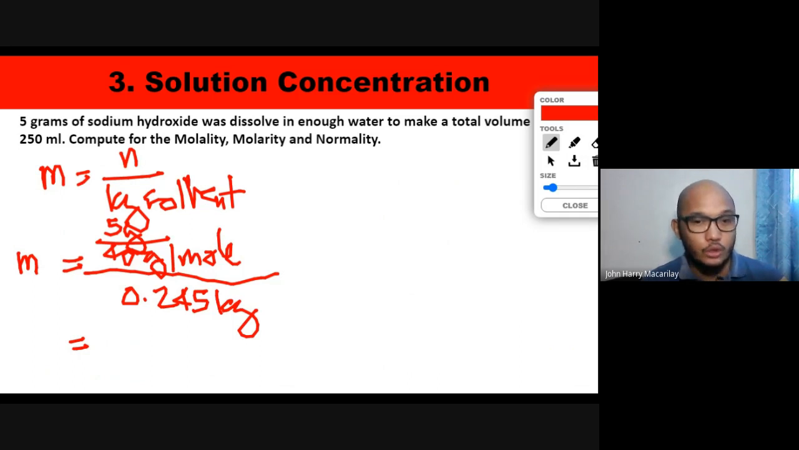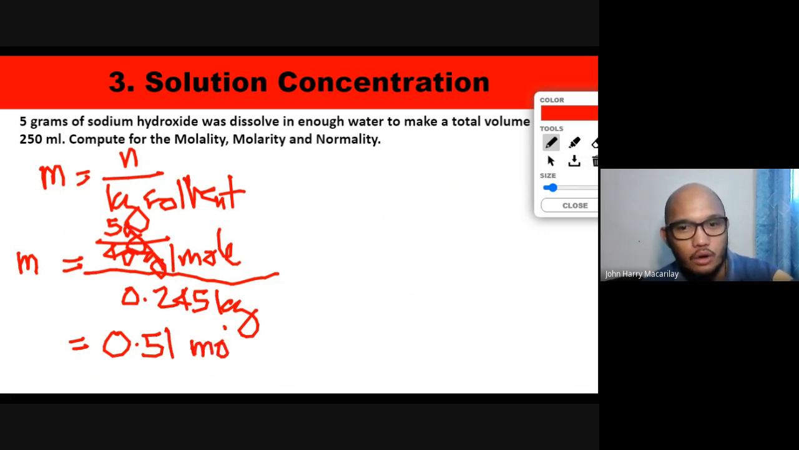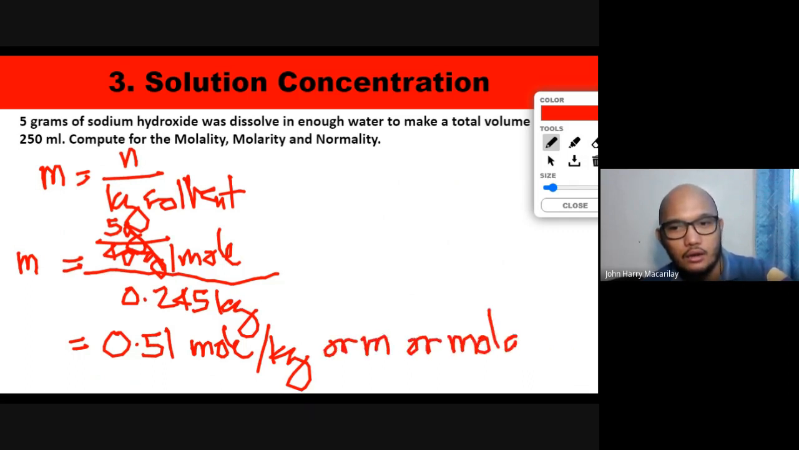You have now 0.51. So cancel the unit of grams. What's left is mole per kilogram. So the mole is found at the numerator, the kilogram is at the denominator, or lowercase m, or molal. That is now for molality.